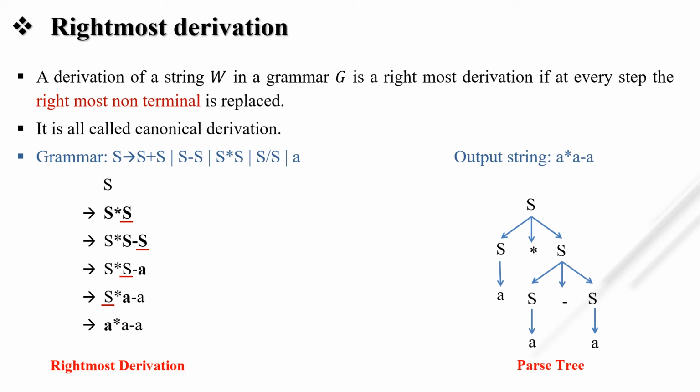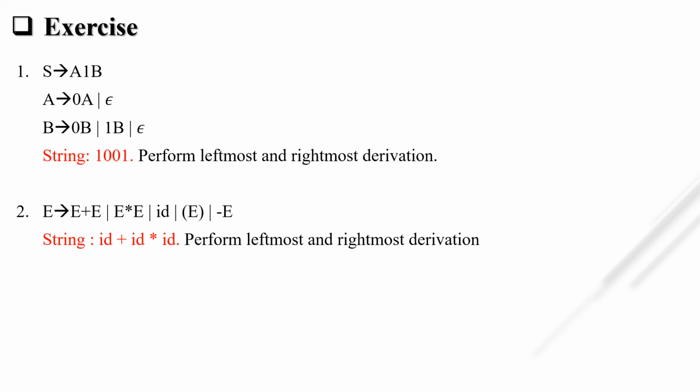So in leftmost derivation, the leftmost non-terminal will be replaced first by its body, and in rightmost derivation, the rightmost non-terminal will be replaced first with its body. These are the exercises that you have to do on your own. If you have any query, please contact me.